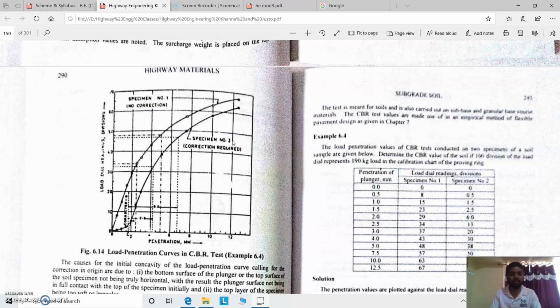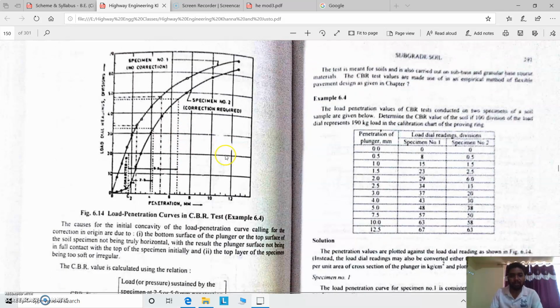You might have observed in your exams there is a graph sheet on the front page of your answer sheet. That is one normal graph and another one is a semi-log graph. You need to plot this graph on the normal graph sheet. Then you can use the 2.5 and 5 mm penetration values. Right, so now I will discuss the problem on this content.